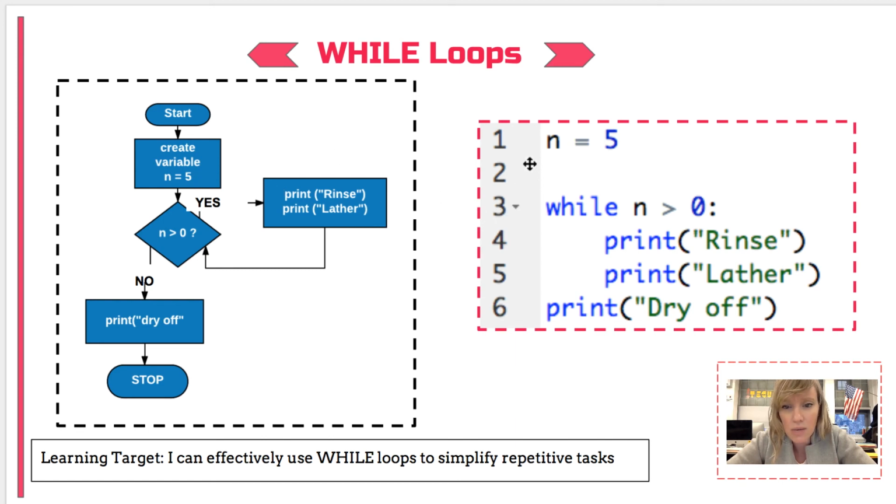The first line that's executed here is the creation of a variable called n, setting it equal to 5. And then as it goes through the process block, it says, is n greater than 0? Well, n's 5, so it is greater than 0. So if the answer is yes, it prints rinse and then lather, and then it checks the condition again. Well, n's 5, so n is greater than 0. So it goes through again, and again n is 5, so n is greater than 0.